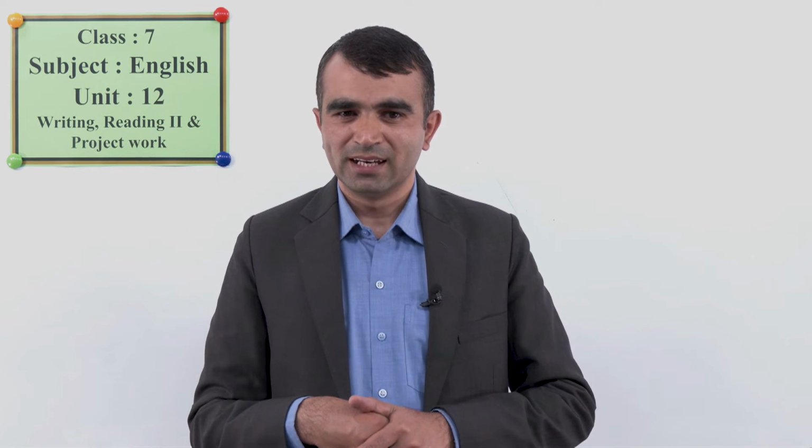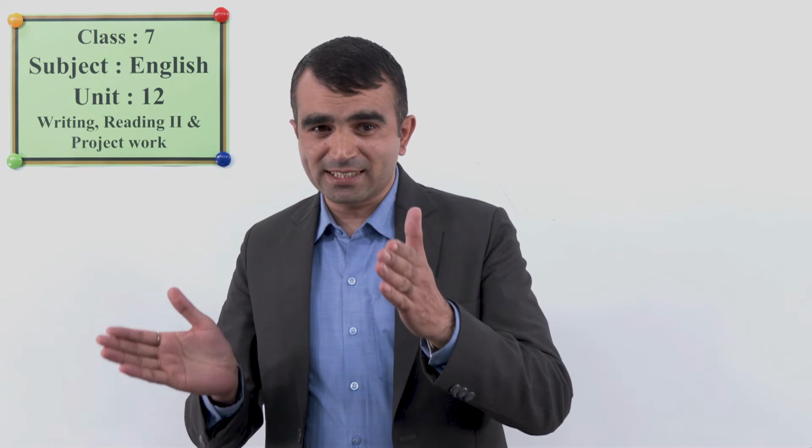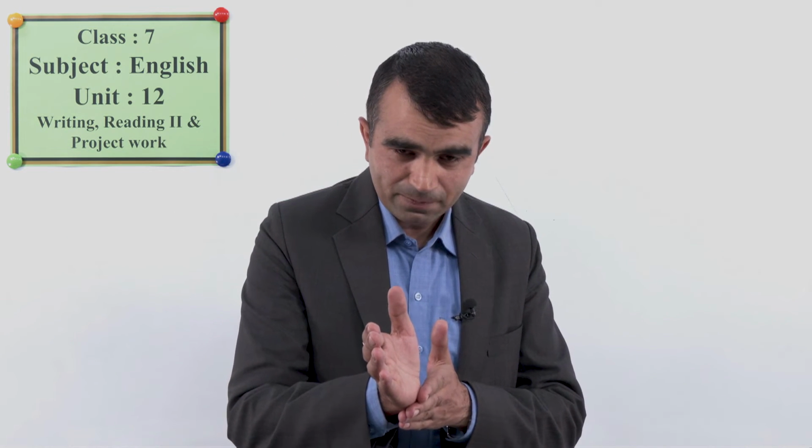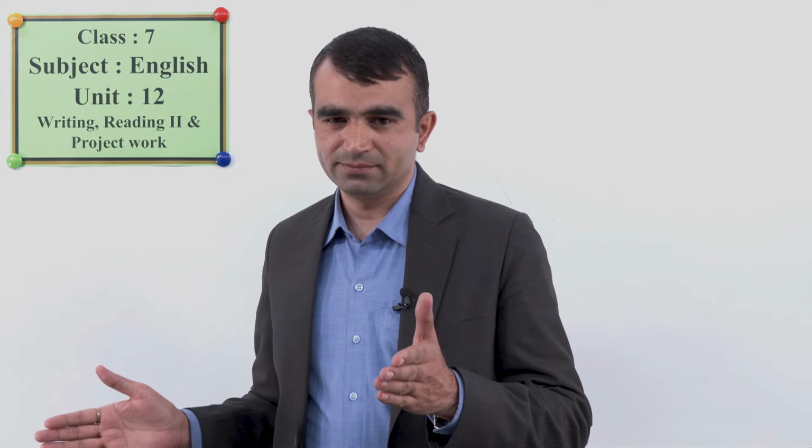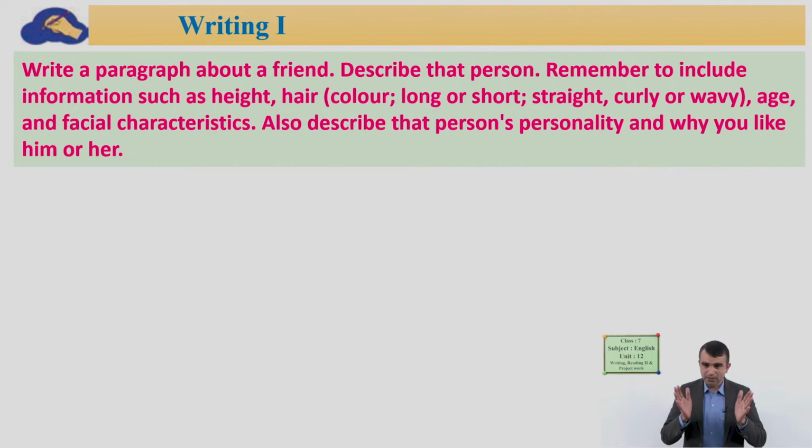Okay. Now, just before reading second, there is writing one. And after this, there is writing second. Let's start with writing first. The writing question is, write a paragraph about a friend. Describe that person. Remember to include information such as height, hair. In hair you can describe color, long or short, that means length of hair, straight, curly or wavy hair. Similarly, age and facial characteristics you can describe. Also describe that person's personality and why you like him or her.